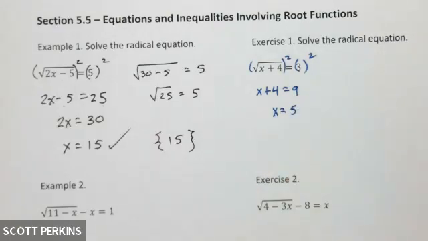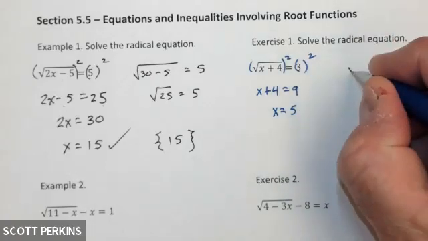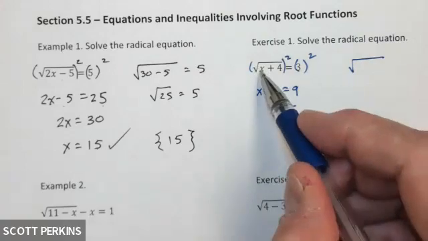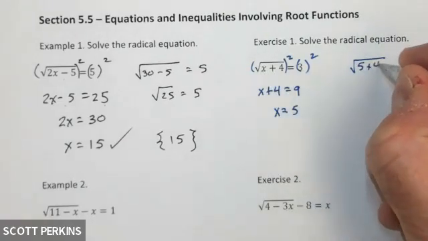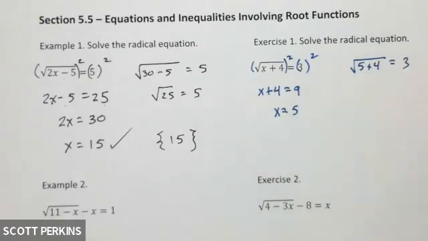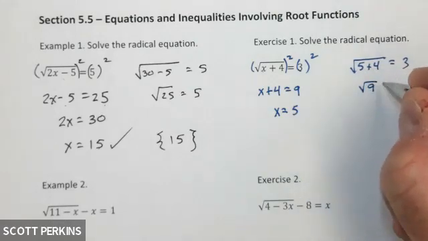Okay, it is important to check, make sure that your answer is in the domain. So I'm going to put the 5 in there. So when I do that, this is my check step. I've got 5 plus 4. The square root of 5 plus 4 is equal to 3. Want to make sure that works. 5 plus 4 is 9.